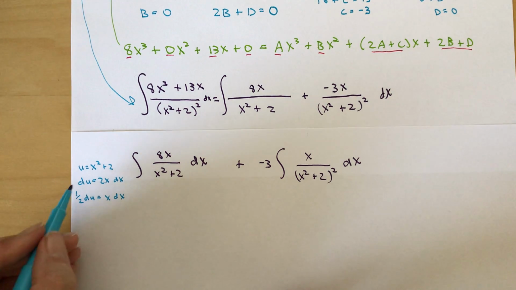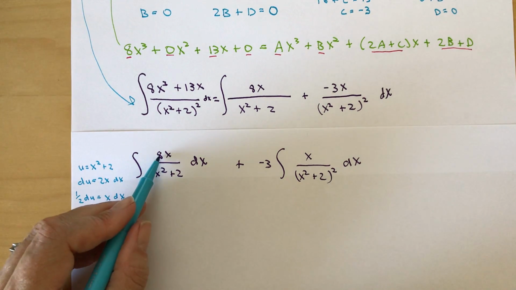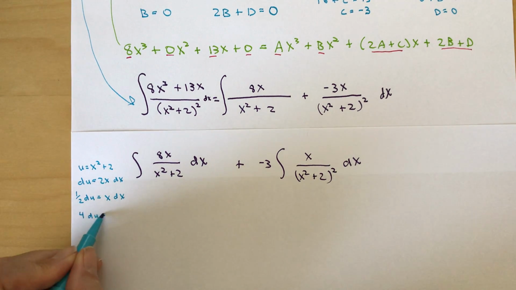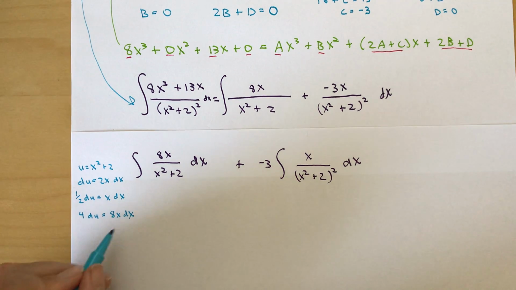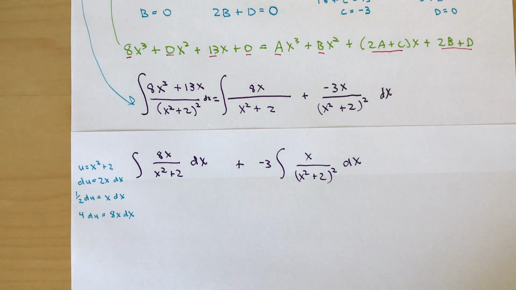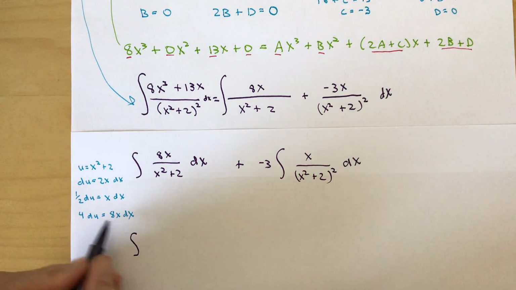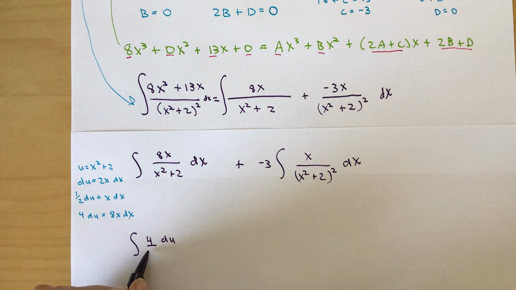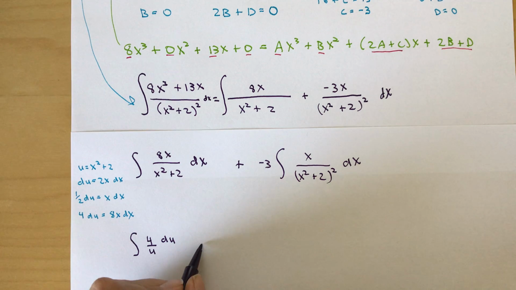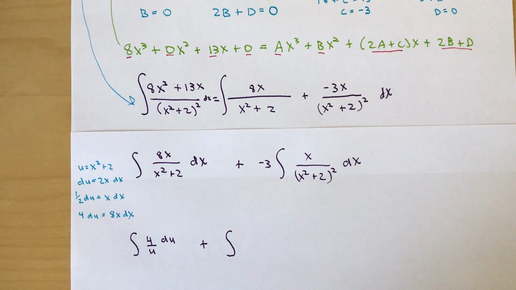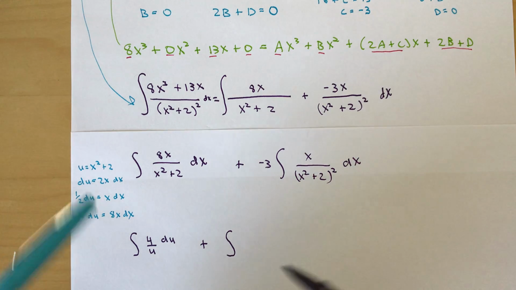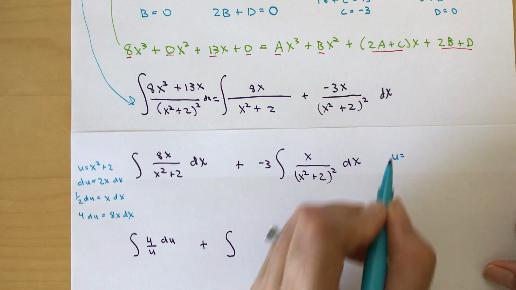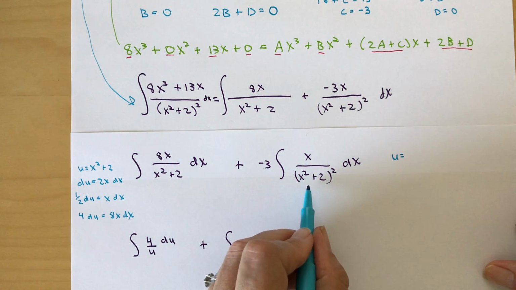Or another good trick that I don't think I ever showed you in class is, since this has an 8 on top, I could multiply both sides by 8 here and get 4 du is equal to 8x dx. And so then the integral here becomes 4 du over u. And then here, we probably shouldn't use the same variable that we did here in the same integral, but I'm just going to use u anyway. But you could say v or w over here.